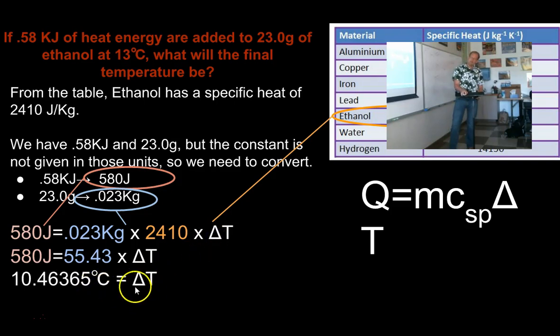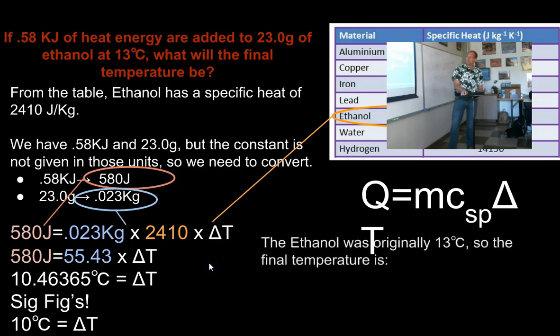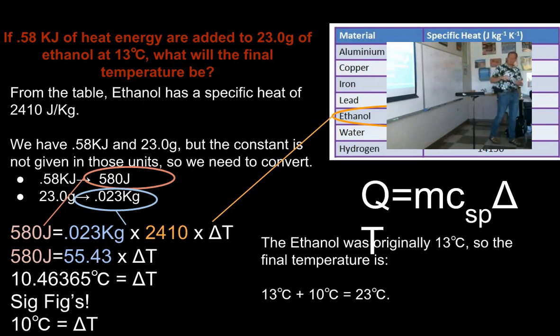And I have a change in temperature of 10.46365 degrees Celsius. Okay? I need to correct for significant figures, so basically 10 degrees Celsius. If it started at 13, then the final temperature will be 23 degrees Celsius. So if I take that quantity of ethanol already at 13 degrees Celsius, add that quantity of thermal energy to it, then I take its temperature again, it will be at 23 degrees Celsius.